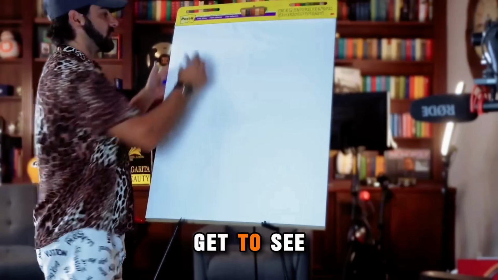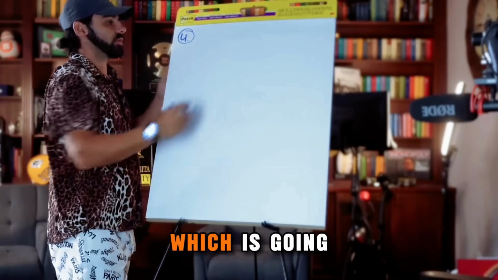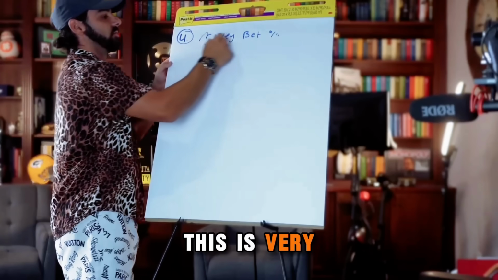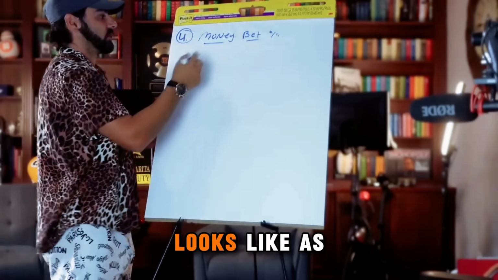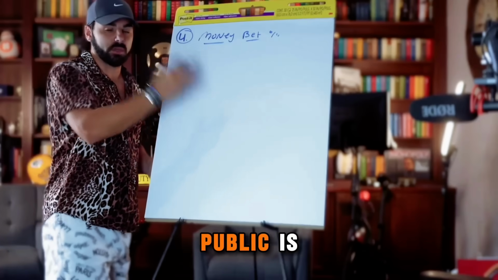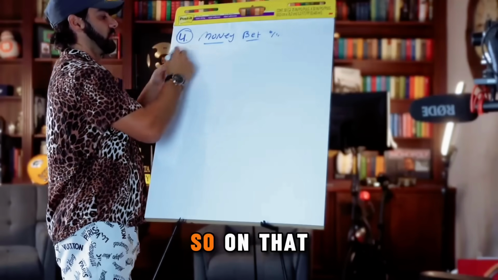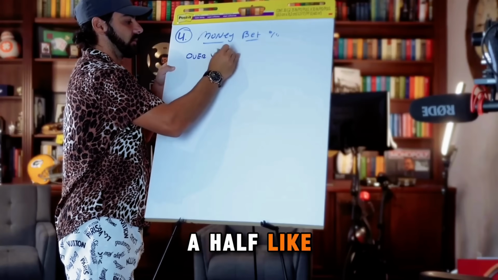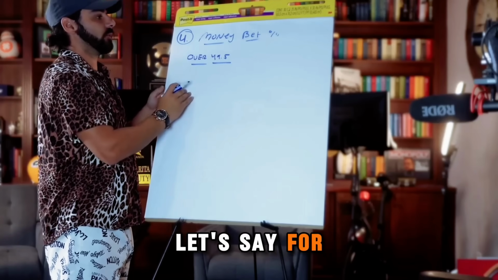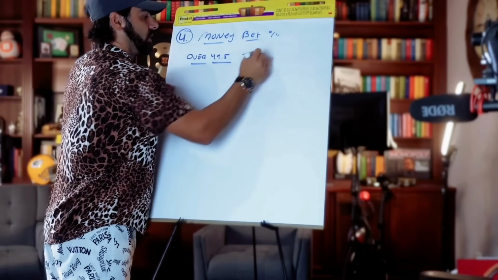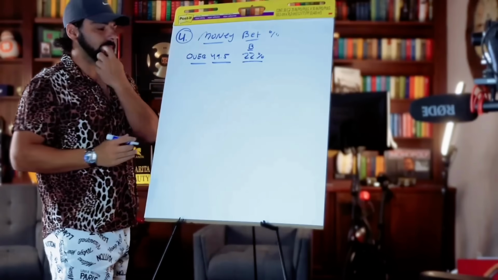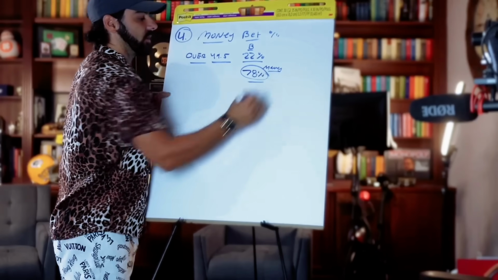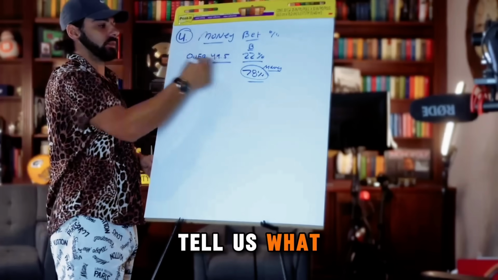Now, those of you that are still here get to see the most important step out of everything, which is going to be the money and bet percentage. All right, this is very, very important. You need to know exactly where the public is and where big money is being put. So on that example that we used, let's take a look at the over 49.5. Let's say, for example, we have 22% of the bets coming in on the over, but we have 78% of the money coming in on the over as well. What does this tell us? What does this dictate to us?